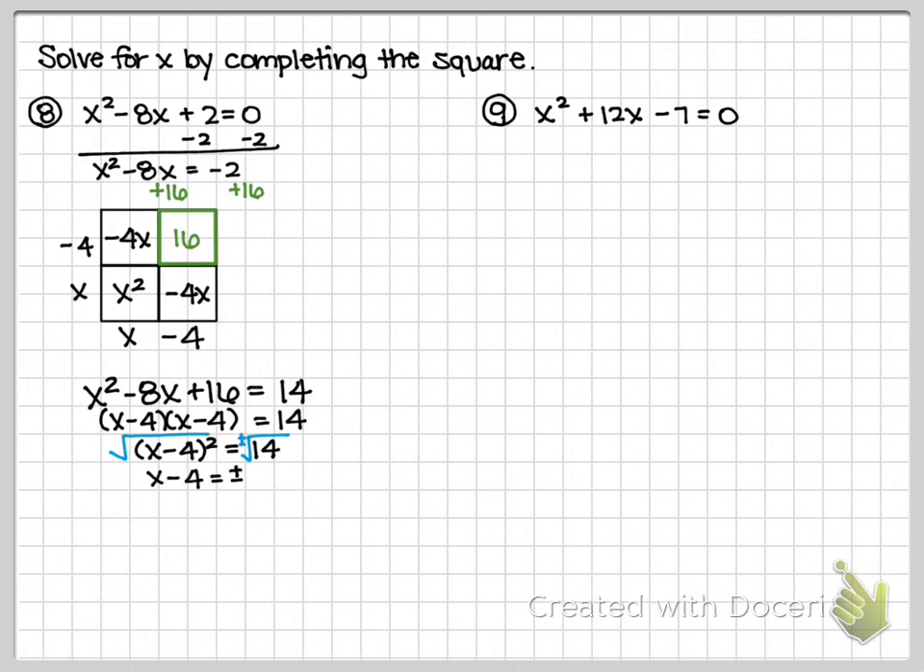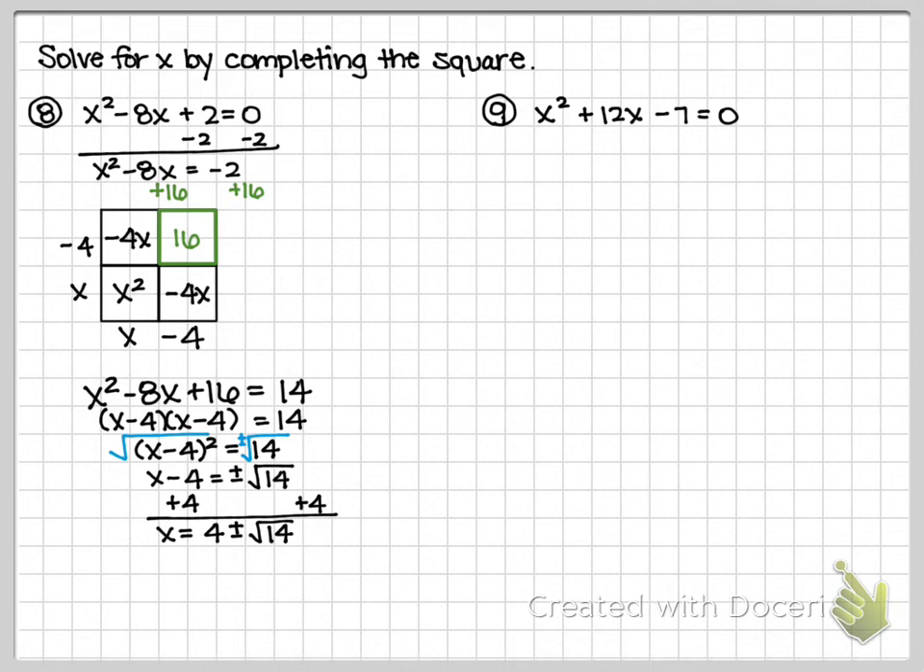I have my plus or minus. I don't know what the square root of 14 is without my calculator, so I leave it as it is. Add my 4 to the other side as I'm solving for x. X is equal to 4 plus or minus the square root of 14. Although technically, if I had my calculator or if I was supposed to give approximate answers, I would type this in as two separate things, but the exact answer will suffice.